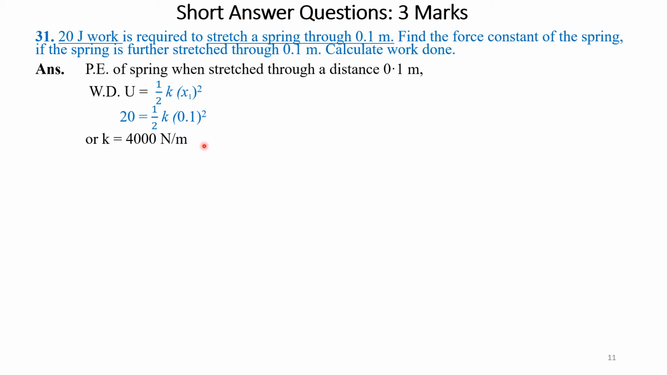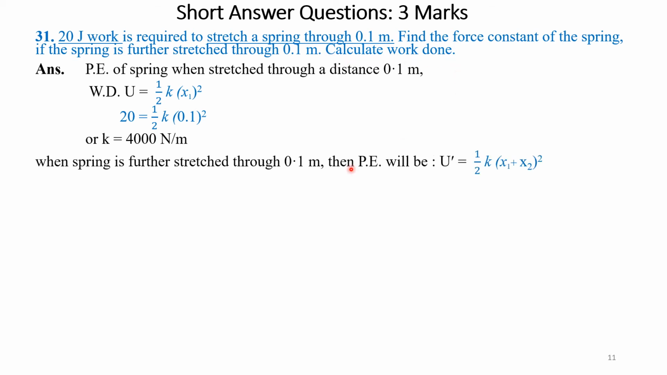Now we go to the second part of the question, to calculate the work done. When the spring is further stretched through 0.1 meter, the potential energy will be given by the relationship U dash is equal to half of small k into x1 plus x2 whole square. In this equation, U dash is what we have to find out.